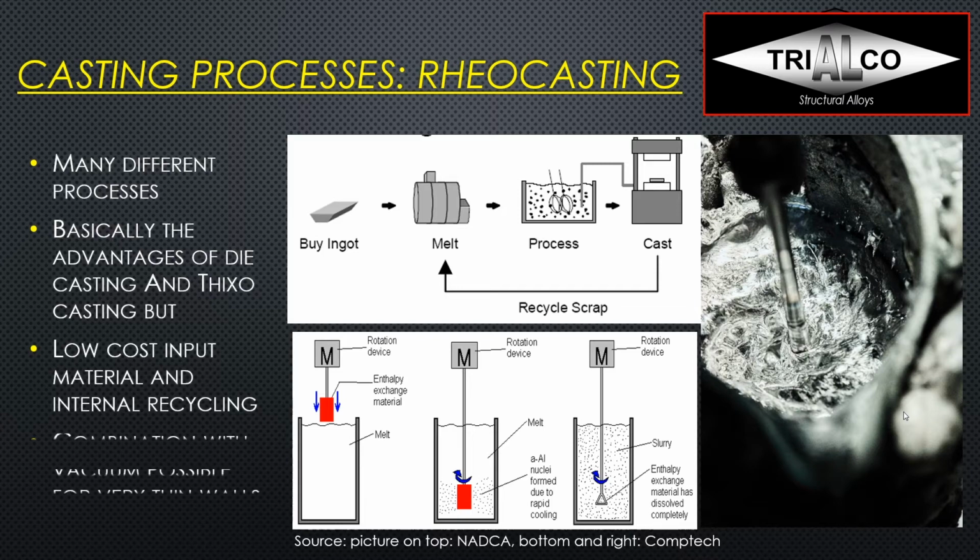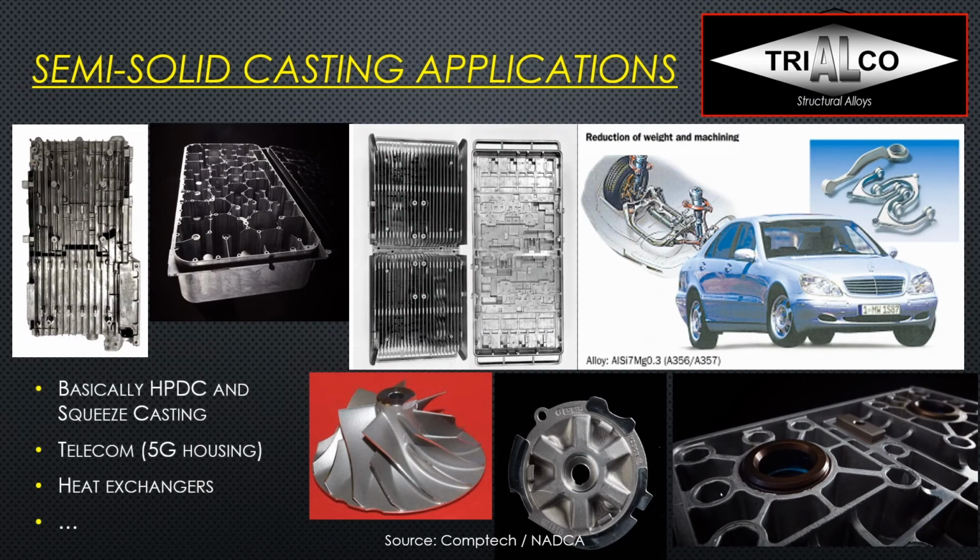Rheocasting, as mentioned before, can also be combined with vacuum to make very thin walls. Looking at applications, we see on top different applications for heat exchangers and filter boxes. You can see very thin ribs there. In the middle, we have a 5G housing. Those are actually two castings, a top and a bottom, welded together.